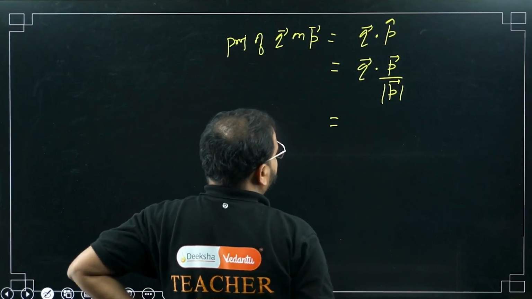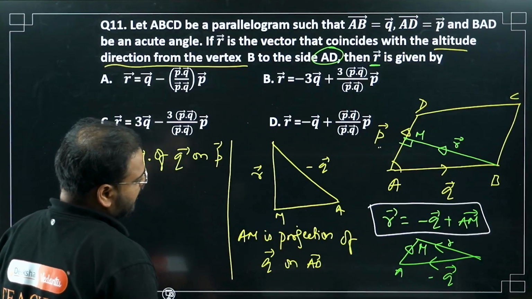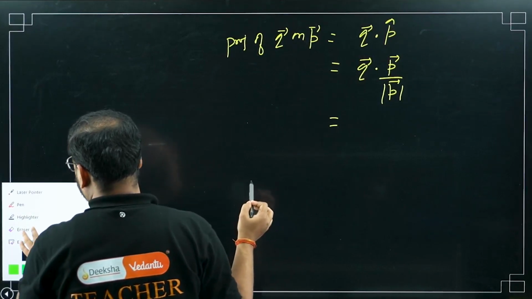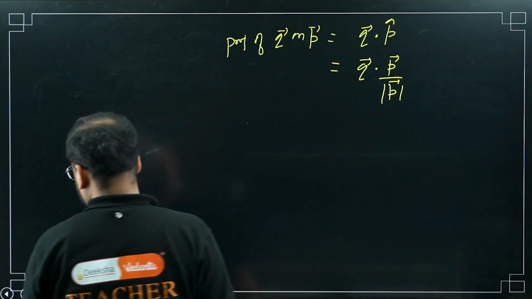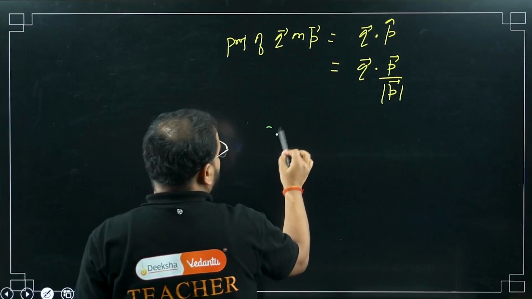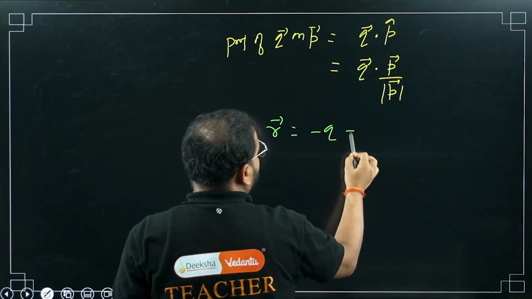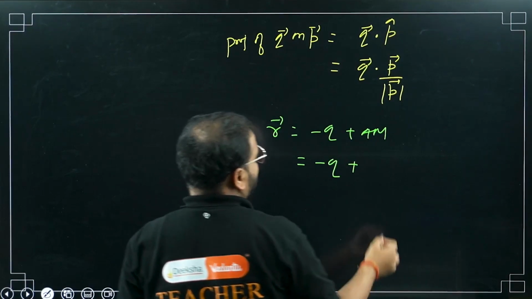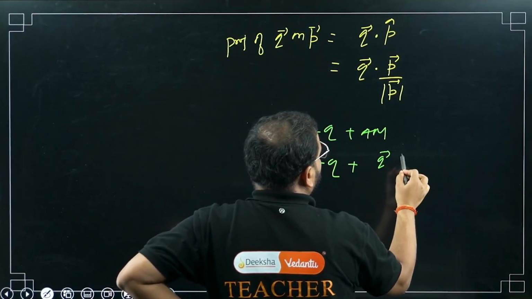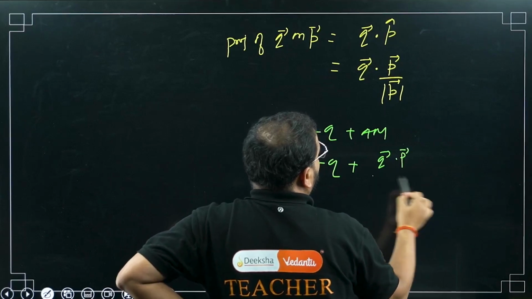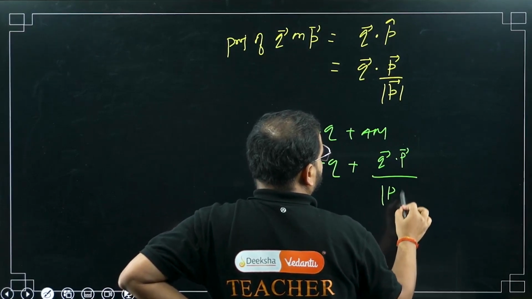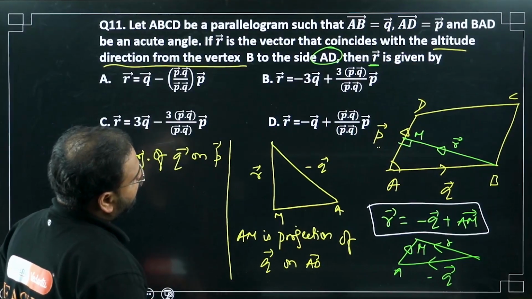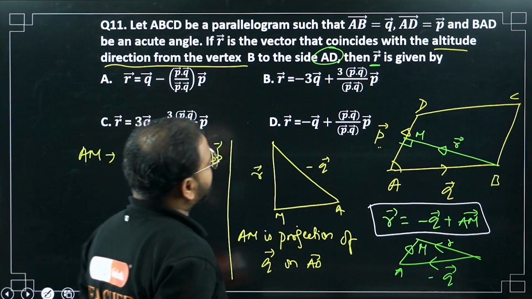So I can write this. If I multiply by the p vector, I'm going to write this r value directly now. Please check. My r will be coming like this: minus q plus AM. And what is AM? The projection, plus q dot p upon p. Now check here. Any answer like this? No, sir.